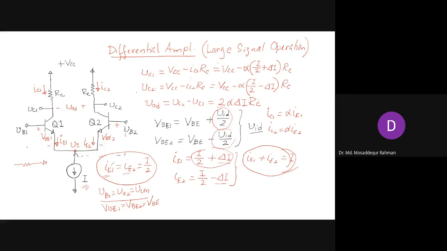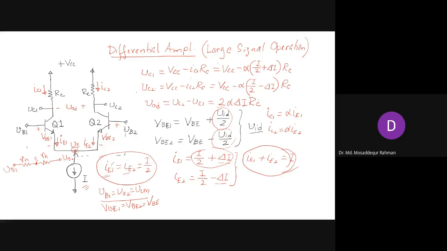If you draw it like this, you have R pi and also R pi. So this is the end where you're applying VB1, and this is the end where you're applying VB2. And this is the common emitter terminal. You have R pi and R pi. So what do you expect? How the voltage should divide? Yes, sir. Equally.